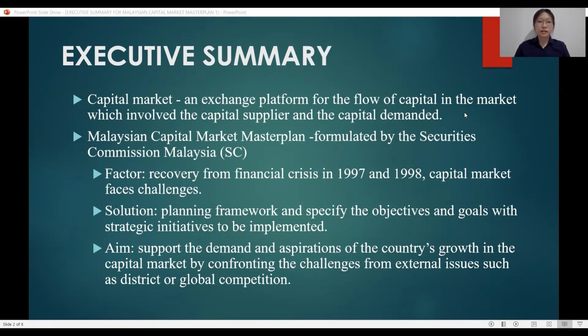The Malaysian Capital Market Master Plan has been formulated by the Securities Commission Malaysia, with the short form of SC. Why should the SC establish this master plan? It is because the capital market faced a lot of challenges after Malaysia's recovery from the financial crisis in 1997 and 1998. The master plan has a planning framework and specifies the objectives with its goals by implementing relevant strategic initiatives. It is aimed to support the demand and aspirations of the country's growth in the capital market by confronting the challenges from external issues such as regional or global competition.